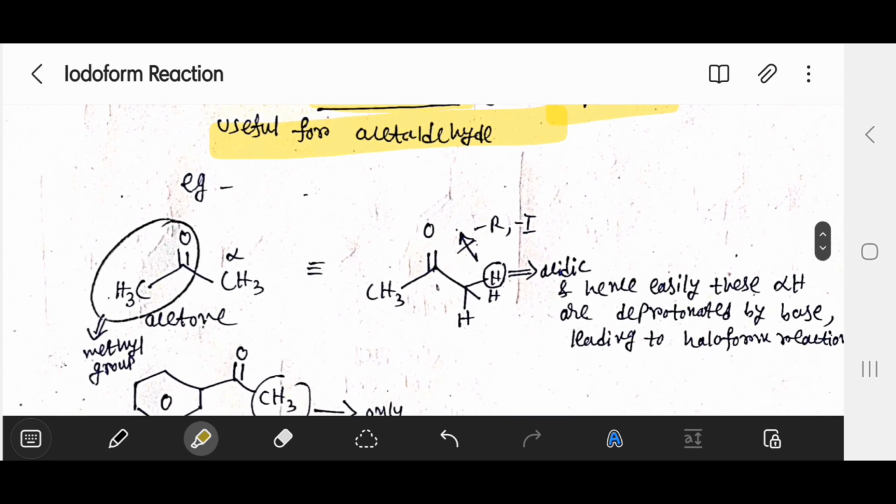So this is our acetone, and acetone has a ketomethyl group here. This part is called the ketomethyl group. Conversely, this part may also be called the ketomethyl group, but only one part will undergo the reaction, and the other part will remain inert.